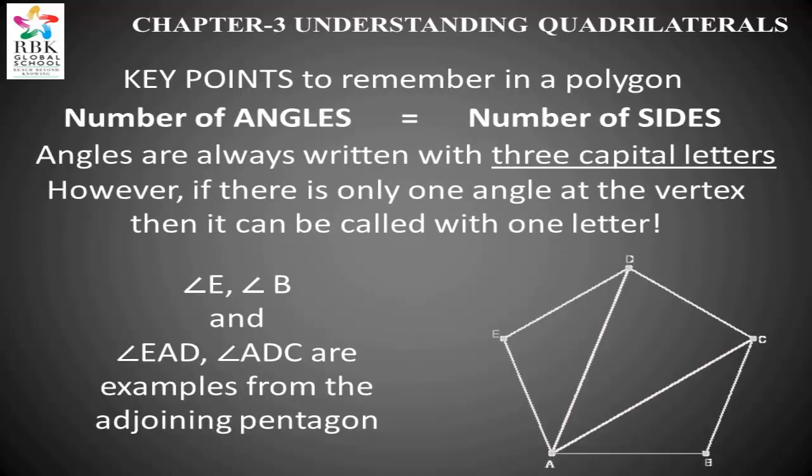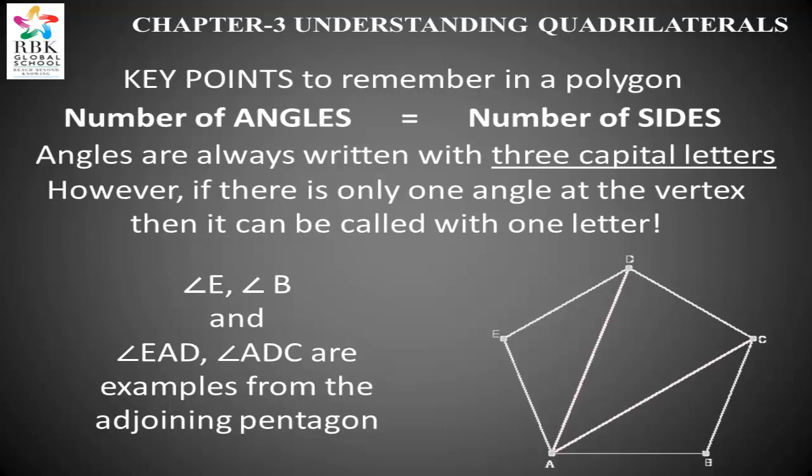Every polygon has angles equal to the number of sides in it. Angles are always written with three alphabets or else one, depending upon the number of angles at the given vertex. In the given figure, at point E we have only one angle, at point A 6, and at point D we have 3.